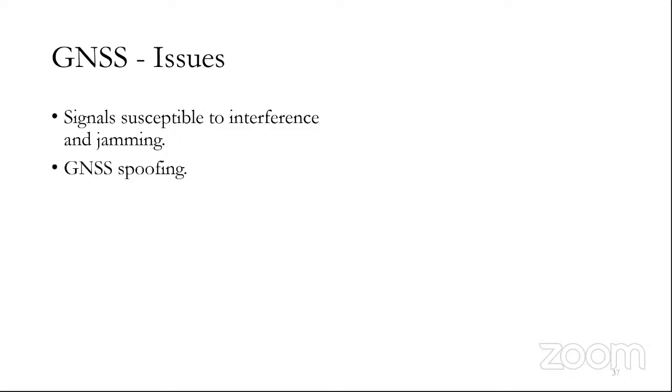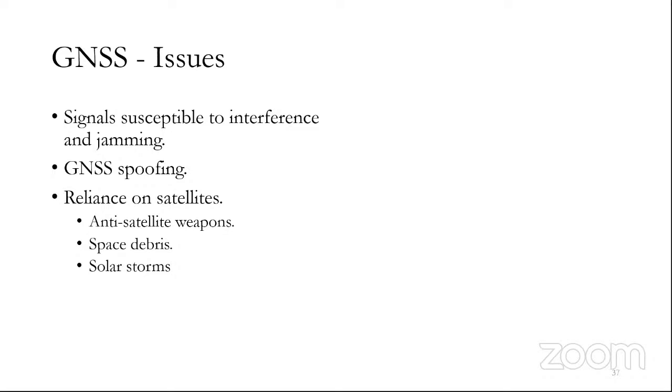There is also the issue of GNSS spoofing, which means that someone would transmit a signal to look like a GNSS signal, and the GNSS receiver would not be able to differentiate between it and the real signal, and therefore it would give you the wrong position. And this will be a very serious issue.